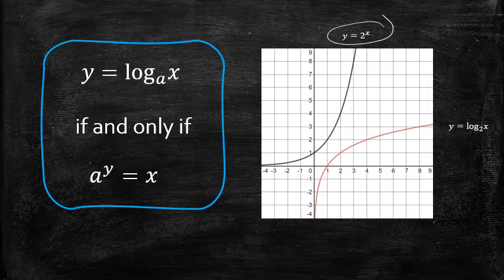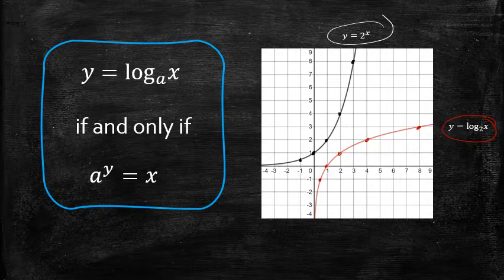And we see that the ordered pairs that were on the exponential growth function are switched and they become points on the logarithmic function. So for example, (3, 8) is the point (8, 3) on the graph of its inverse. (2, 4) is the point (4, 2), and so on. We had (-1, 1/2). That switches to (1/2, -1).